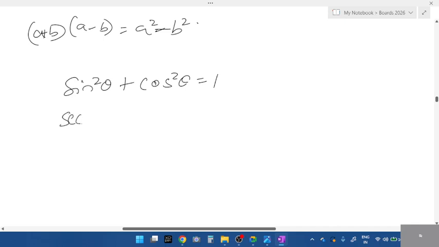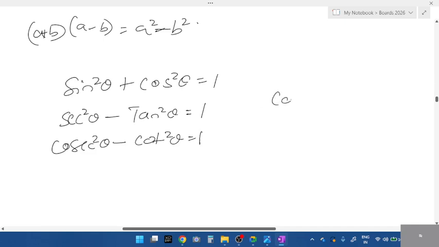Sec minus tan square theta is equal to 1. Then cosec square theta minus cot square theta. This is the order we need to write. You can't write cot square theta minus cosec square theta, students. This is wrong. Remember, you can't write it like this. Go through this order.